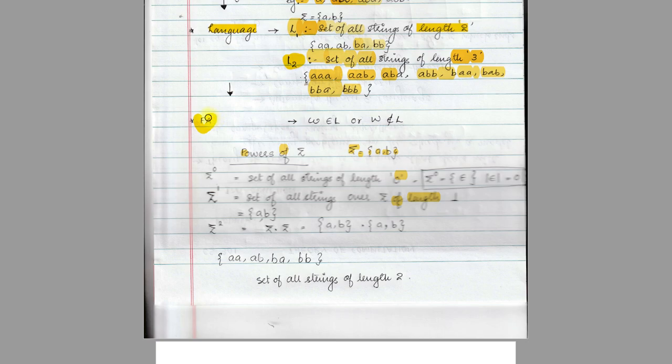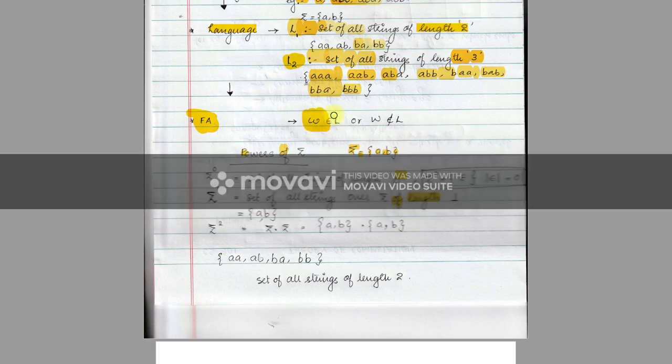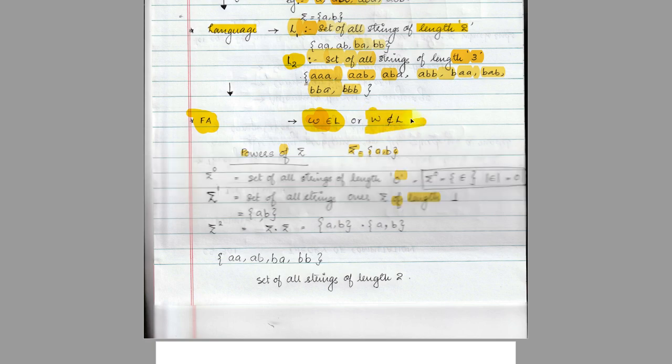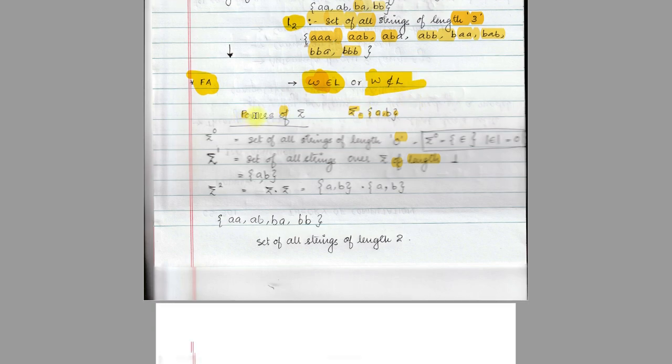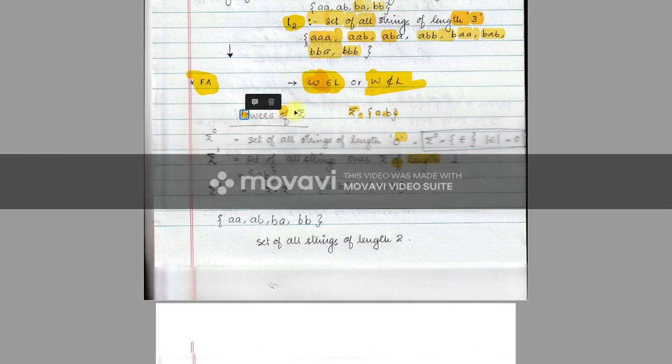Now, last is a finite automata, that is FA. So you have a string, you represent that string as W, and W is an element of that language. You'll say it's a finite automata accepting the language. If W is not an element of that language, it will not be accepted by the finite automata. Now, the next important portion is power of sigma. And here we're considering the alphabet as the set A comma B.